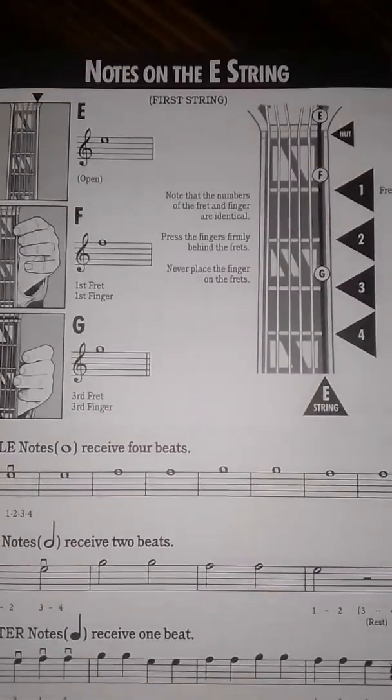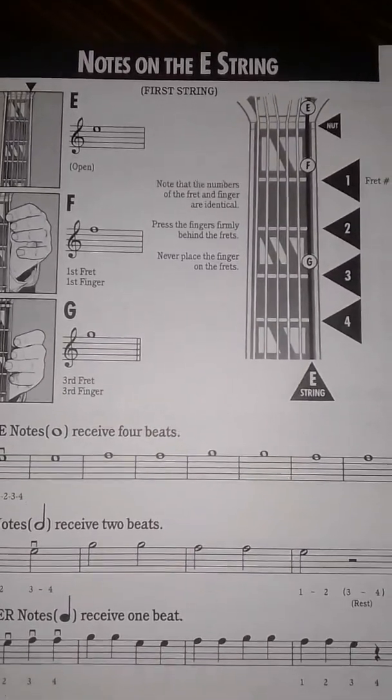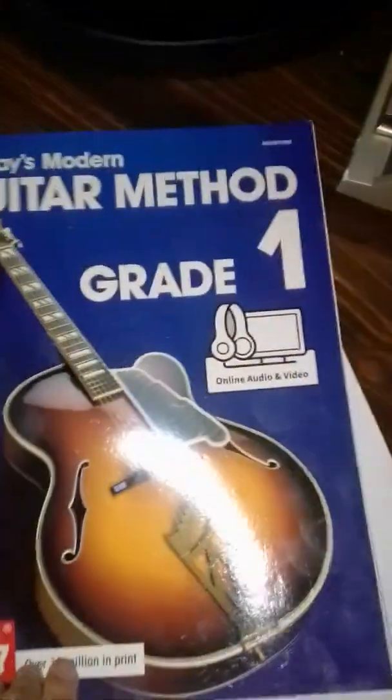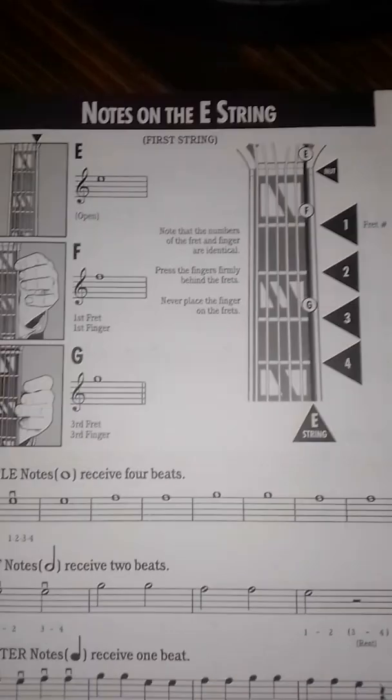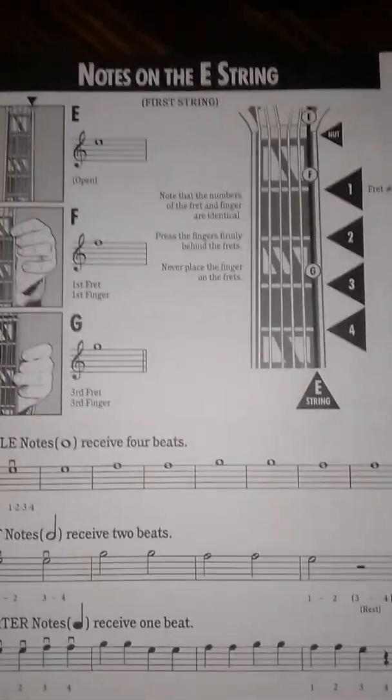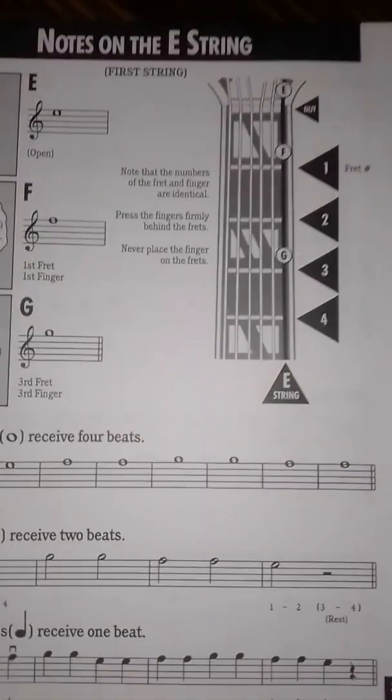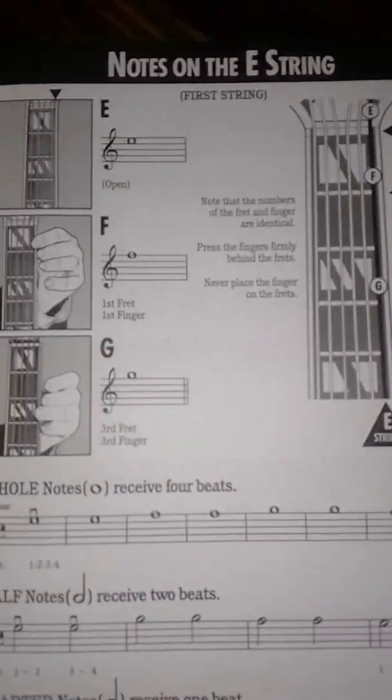Today we'll be going over notes on the E string, which is the first string on the guitar. You will find this on page 7 of our Mel Bay Grade 1 book that we use in our classes. The E string is sometimes referred to as the high E string, because we do have another E string, that's going to be our 6th string or our lowest string on the guitar. Our E string is our first string.